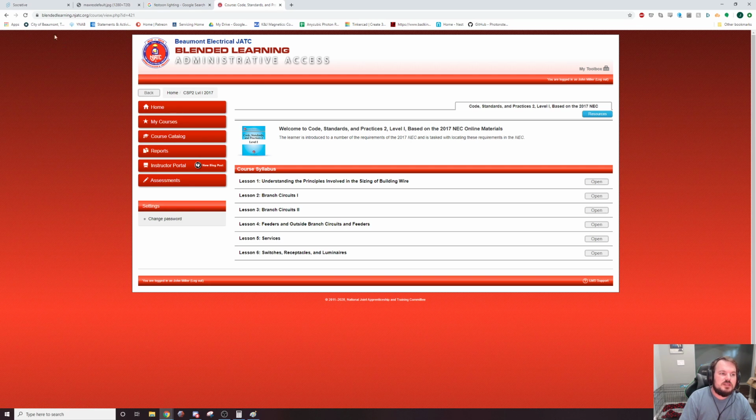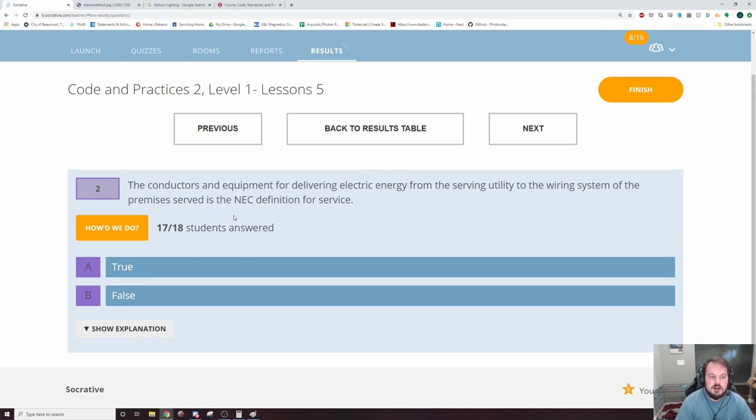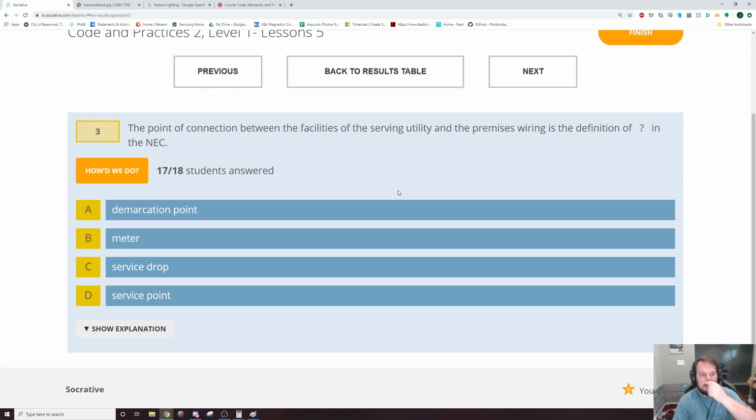But let's get back to the quiz. This is Article 100 for sure. And also Article 100, you all got that right. Good job. The point of connection between the facilities of the serving utility and the premises wiring is the definition of blank in the NEC. Service point. And that's, again, I believe, Article 100.